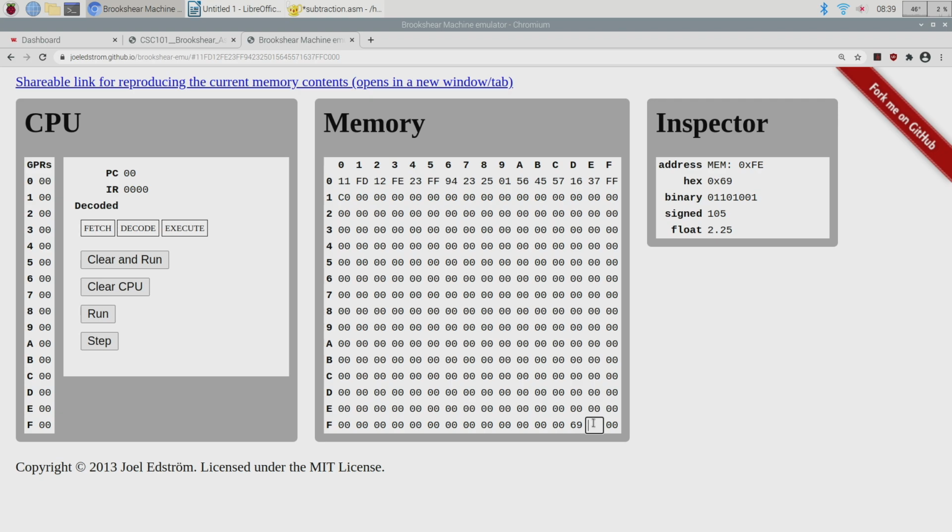All right, so we need another number to subtract from 69. 4F. Well, actually, you know what? Yeah. Okay, so 4F represents the decimal number, or base 10 number, 79. Okay? All right, so basically we're doing 105 minus 79 here. Good? All right, so let's run it.